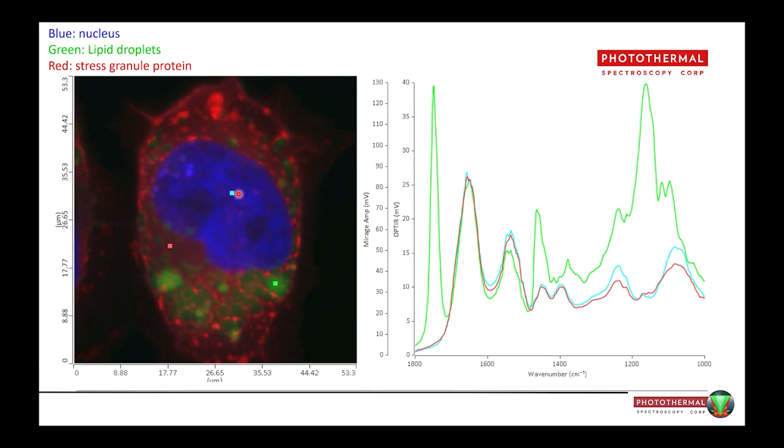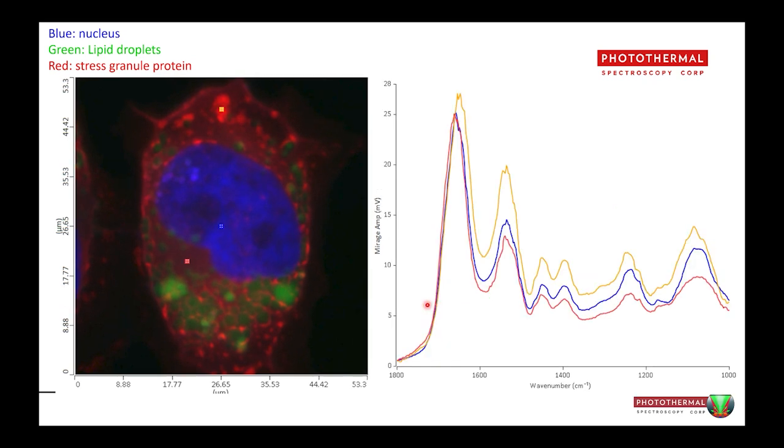So not surprisingly, a spectrum collected on the nucleus shows elevated nucleic acid features. A spectrum collected on a lipid droplet shows a whopping great lipid signature there. And then a spectrum collected on this stress granule here shows a change or a shift in the protein bands, potentially indicating some change in secondary structure.